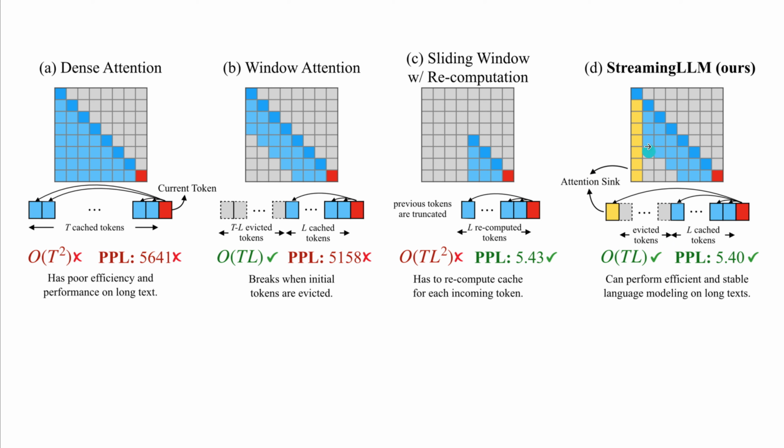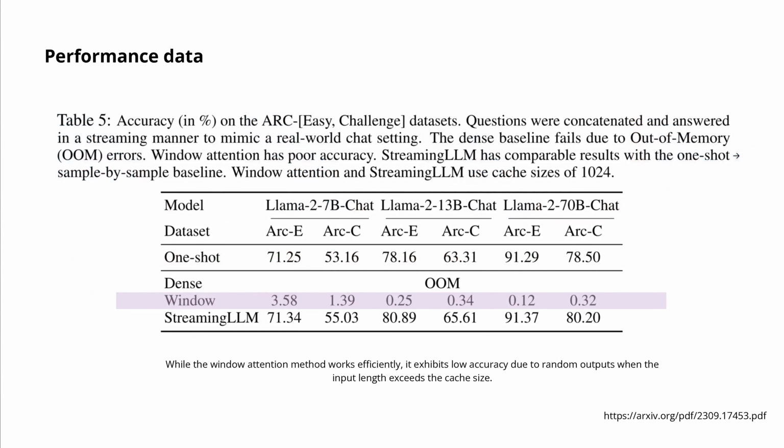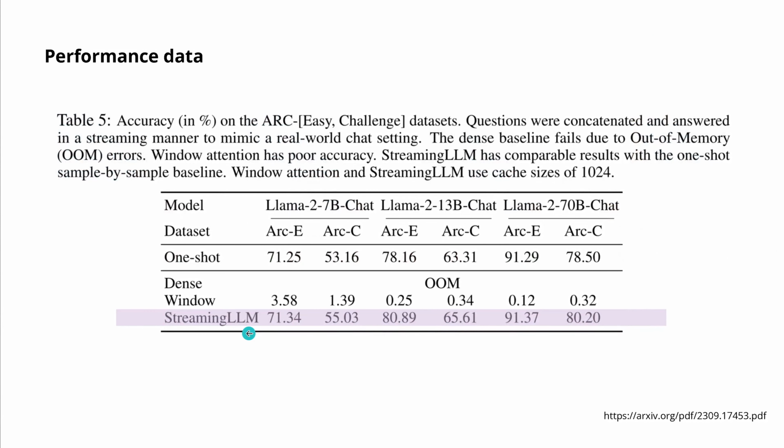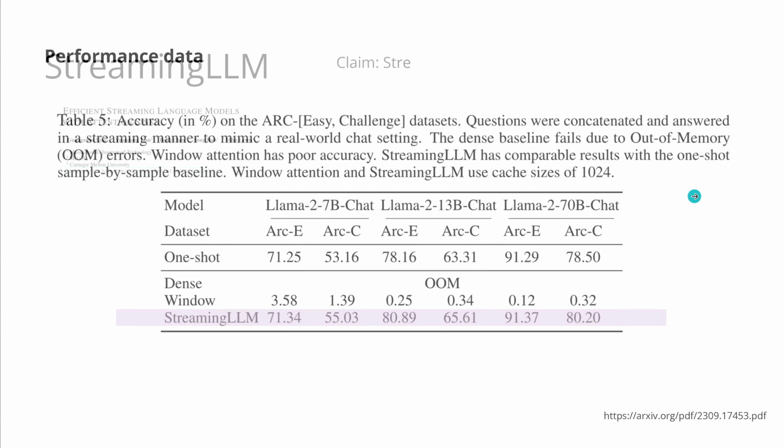So the streaming LLM combines, as I told you here, the CLI start token and the window structure. So window is still not good, but of course, if you take now the streaming LLM, yippee, you have now a performance that is comparable to a normal classical one-shot performance.